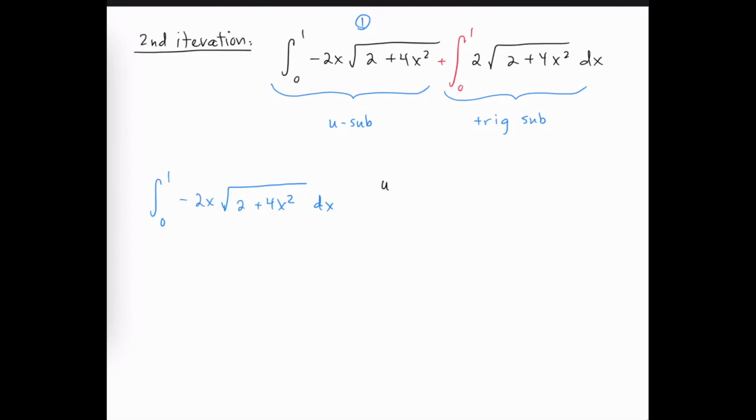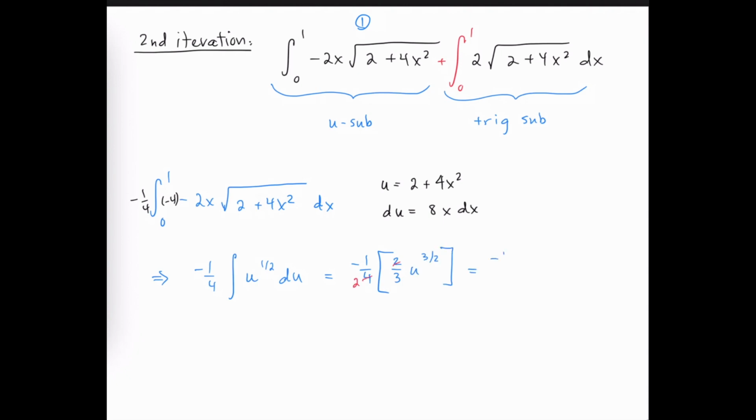Using u-sub, we're going to let u equal the radicand, 2 plus 4x squared, so that du is then 8x dx. We'll need to multiply by negative 4 to get 8x dx on the inside, and then multiply by negative 1/4 on the outside to repair that. So when we convert to u, we're going to have negative 1/4 on the outside, u to the 1/2 du. Leaving the constant multiple on the outside, the antiderivative is 2/3 u to the 3/2. And now going back to x, we have negative 1/6 times (4x squared plus 2) to the 3/2 power, and then we're going to use our x limits, which were from 0 to 1.